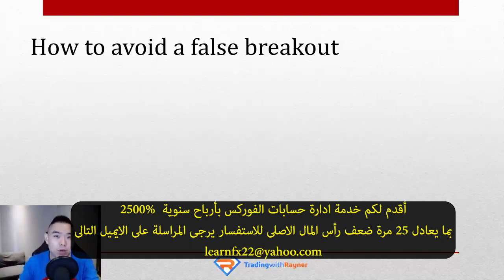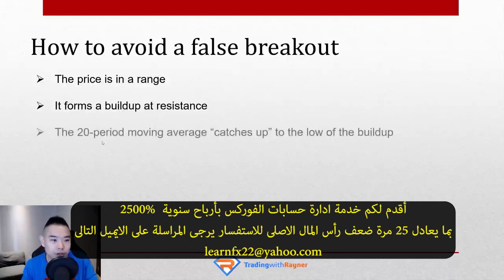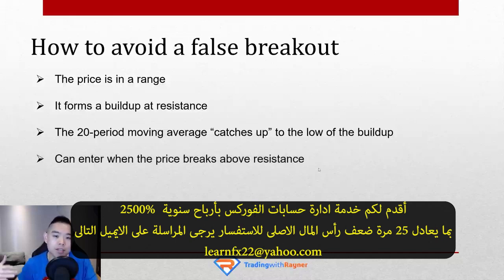So a quick recap of what you've just learned. To avoid the false breakout, number one, you look for the price to be in a range. Number two, you want it to form a build-up at resistance. This is basically a tight consolidation at resistance. That's what you're looking for. Number three, you want a 20-period moving average to catch up to the low of the build up. So let's say price is in a range and consolidates. You're looking for the 20 MA to catch up to the low of this build up over here. And when that happens, you can simply look to enter as the price breaks above resistance. So at this point, you have learned how you can avoid a false breakout.